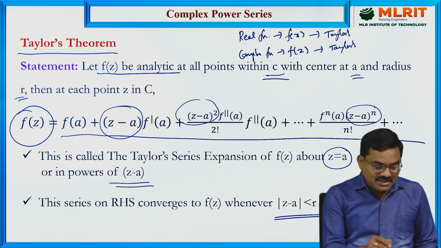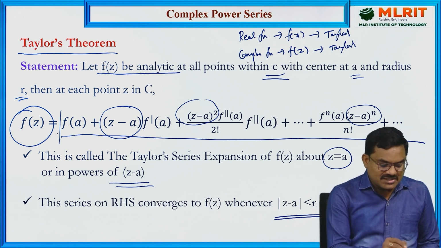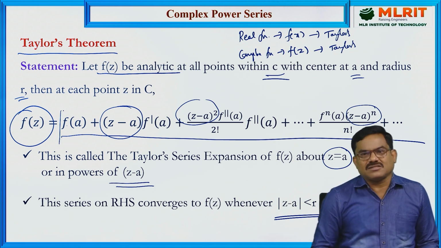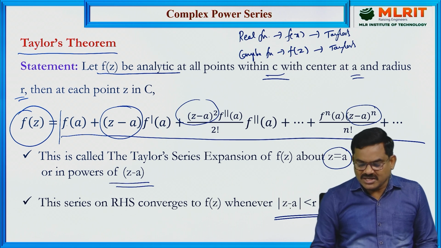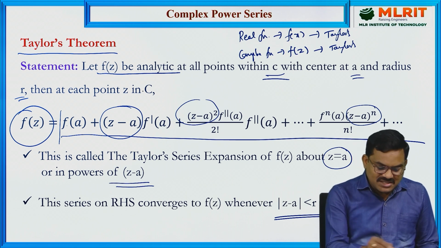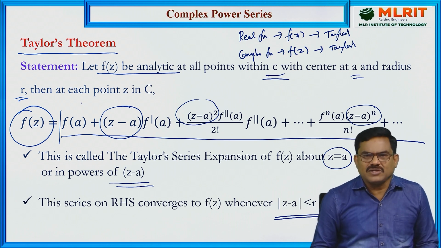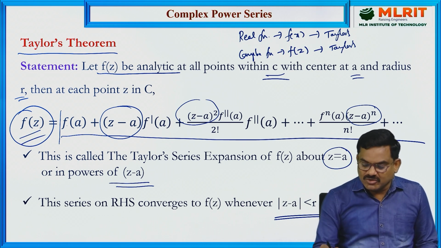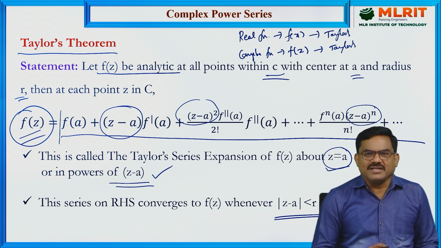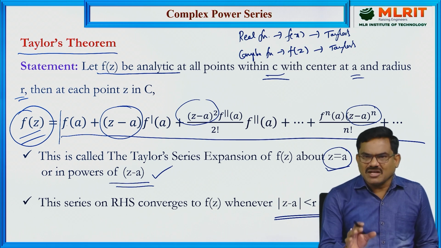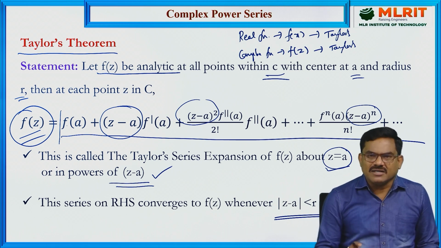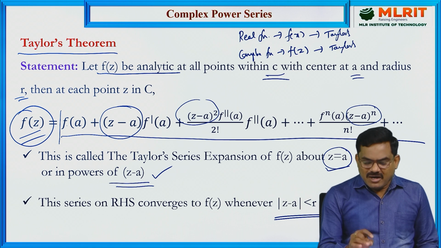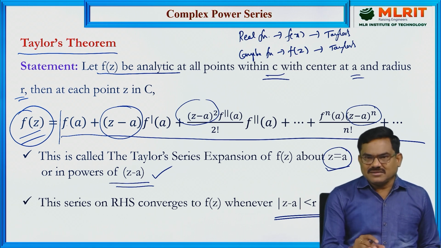So this RHS term converges to the LHS f of z when mod z minus a is less than R, and this entire expansion is called the Taylor series expansion of the function f of z about a point z equal to a, or in powers of z minus a. And the expansion is also very simple. No need to learn it by heart. You just need to identify the format.